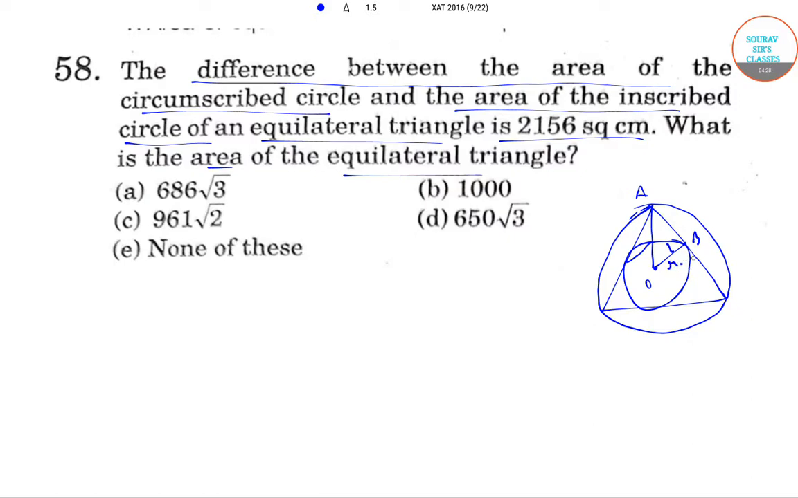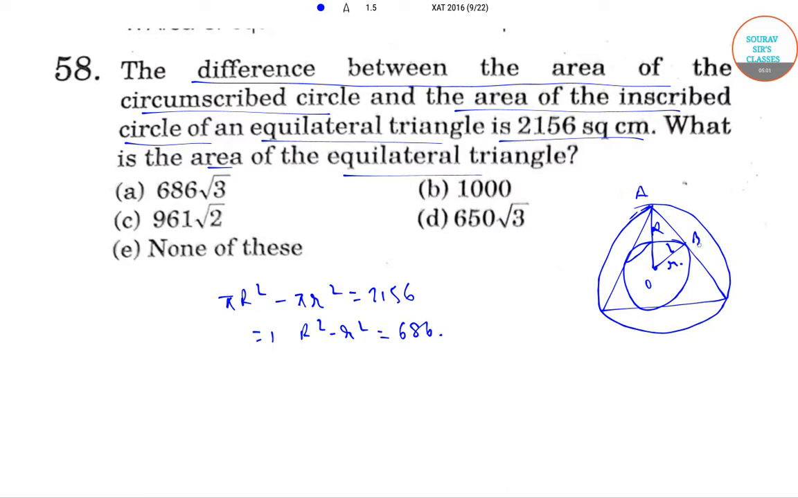Where OB equals small r is the radius of the inscribed circle, and AO is capital R, the radius of the circumscribed circle. So pi R squared minus pi small r squared is equal to 2156. By dividing the whole equation by pi, we get R squared minus r squared is equal to 686.